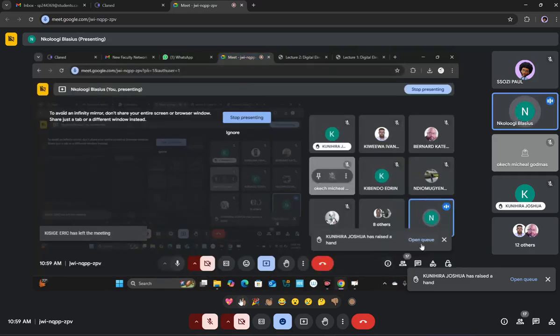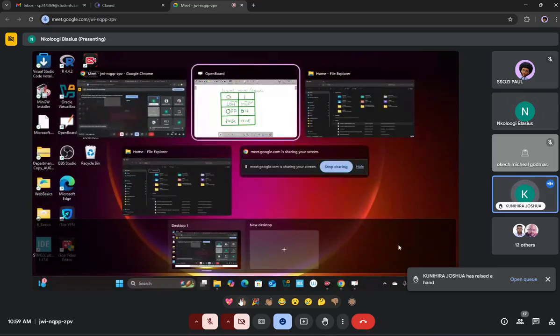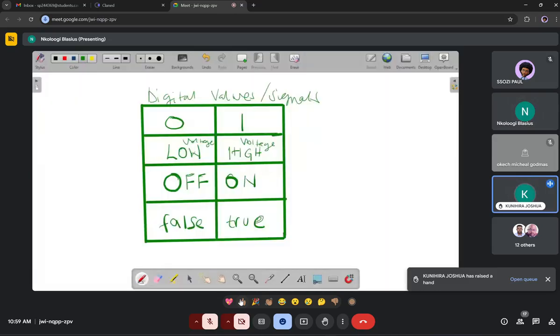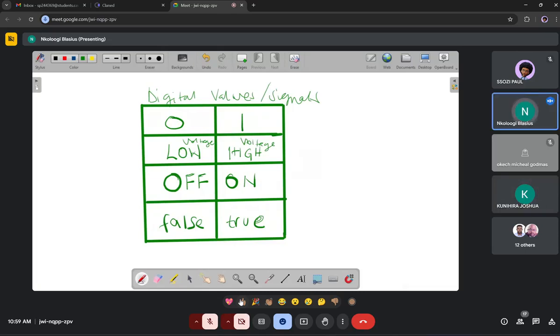Someone raising up their hand. Yes, Joshua. You have a question? Yes, please. Is there any way you can represent the logic of a signal in terms of Boolean values such as false and true? Yes. This is what I'm showing you in the table. Are you seeing this table? I'm seeing it. Are you seeing this last row? This is for Boolean. So is it clear now? Yes, it is clear. Okay.